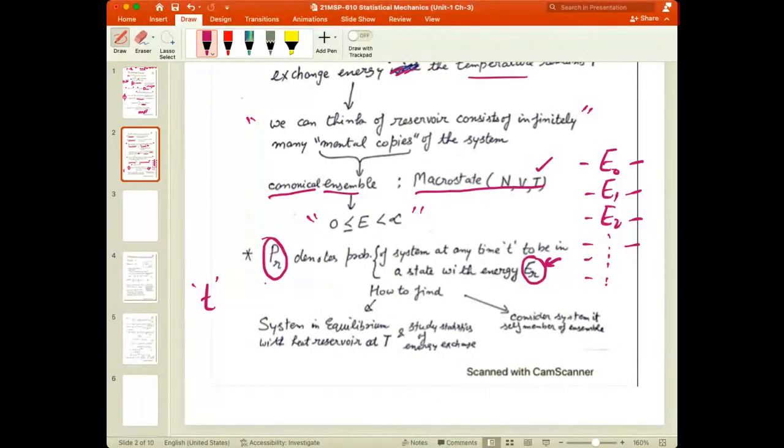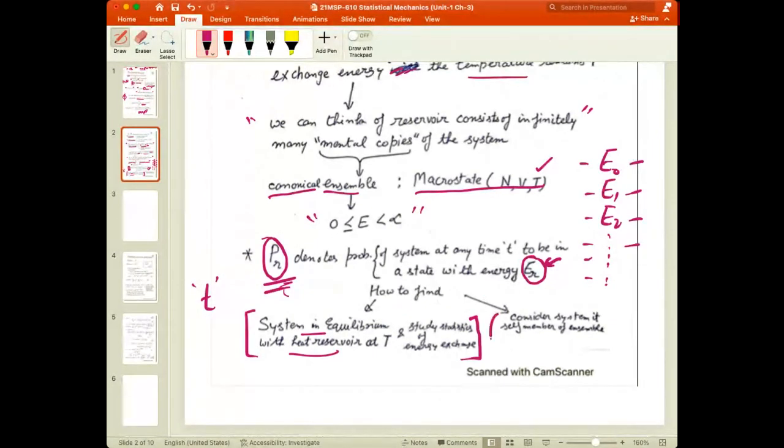So P_r is the probability that, at a given instant t, my system is in the rth microstate. How can we calculate this probability? There are two ways, as I just mentioned above. Either you think of the scenario that your system is in equilibrium with a heat reservoir, and you study the statistics of how your system is exchanging energy with the reservoir, and come up with the thermodynamics of the system. That could be one scenario.